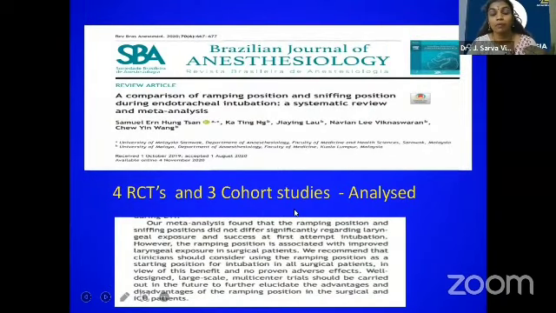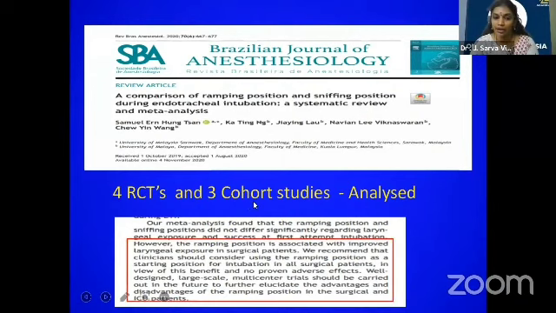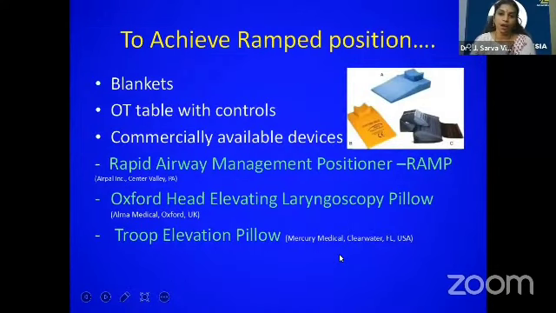On reviewing the meta-analysis, this was published in the Brazilian Journal of Anesthesiology. It was a meta-analysis comparing the ramp position and sniffing position, done by Samuel et al. They analyzed 4 randomized controlled trials and 3 cohort studies, and concluded that the ramping position is associated with improved laryngeal exposure in surgical patients, and they recommended that clinicians should consider this position for intubation in all surgical patients. So how do we achieve the ramp position?